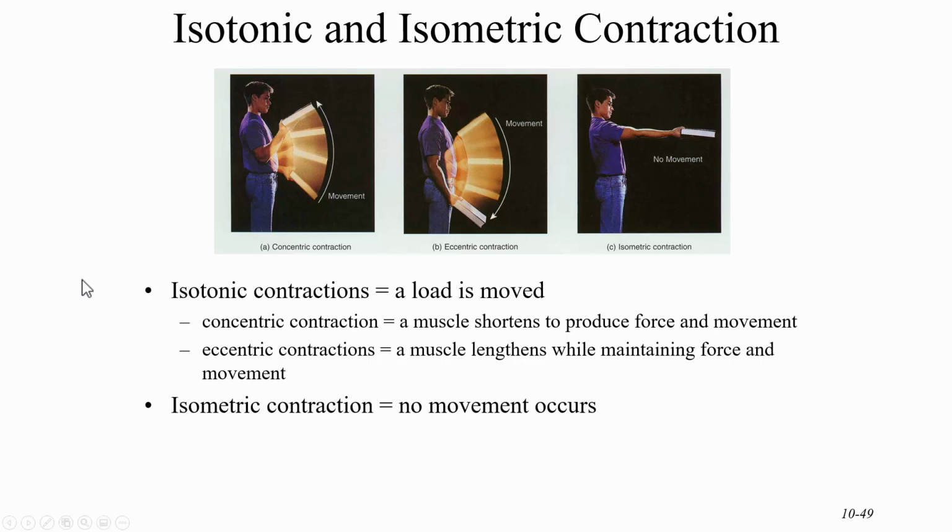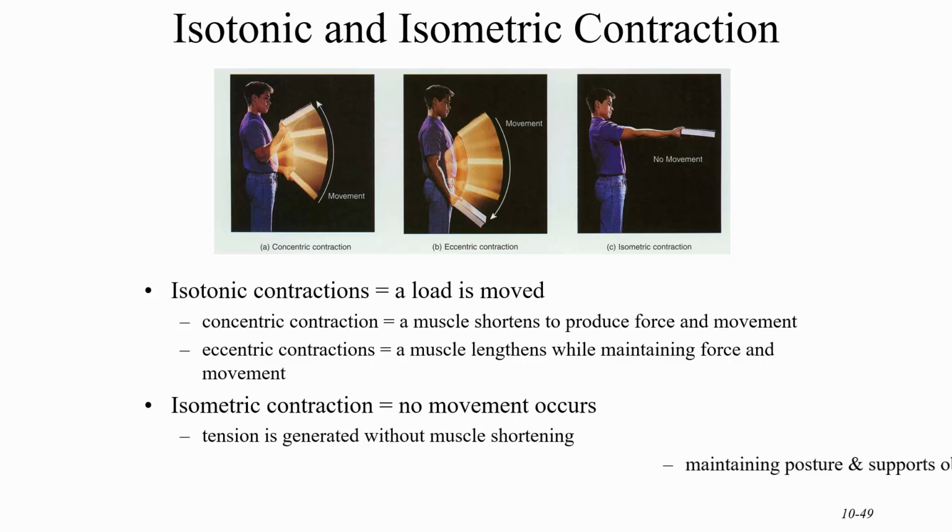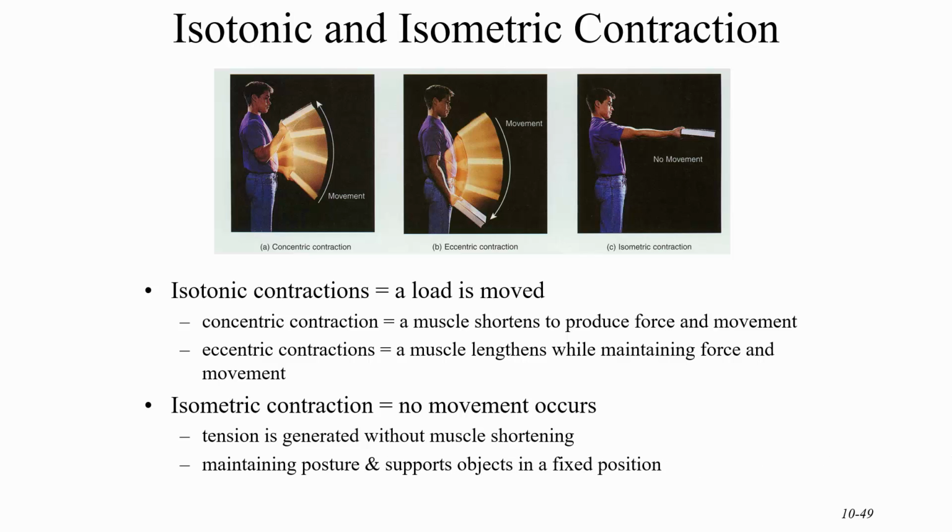And then an isometric contraction, no movement occurs, as we see in this picture. So the tension is generated without the muscles shortening. And again, it's going to be used for maintaining posture and supporting objects in a fixed position.